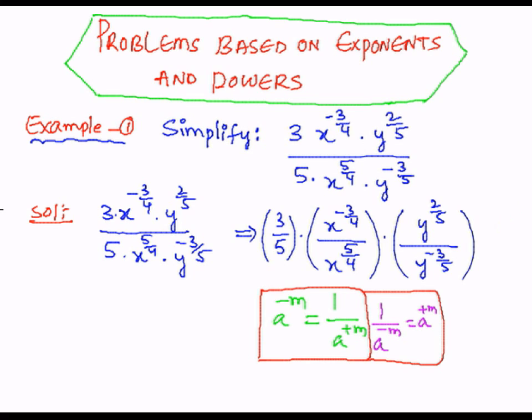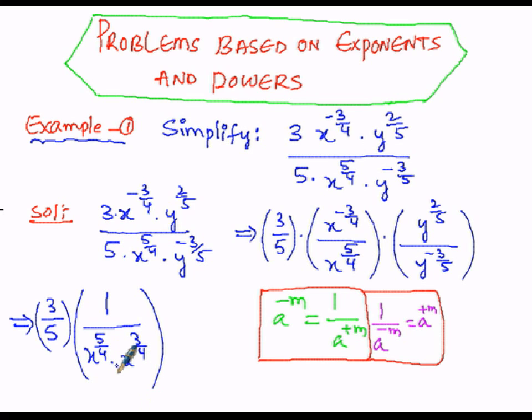So here the next logical step: 3 by 5 will be kept as it is. Then in the next bracket, I am going to utilize this identity: x to the power of minus 3 by 4 I am going to write in the denominator, its coefficient 1 is left over in the numerator, and I want to write first of all x to the power of 5 by 4 as it is, and x to the power of minus 3 by 4 when it comes over to the denominator becomes positive. So x to the power of minus 3 by 4 in the denominator becomes plus 3 by 4, bracket close, so into in between, and similarly y to the power of 2 by 5 I am going to write as it is because it is positive.